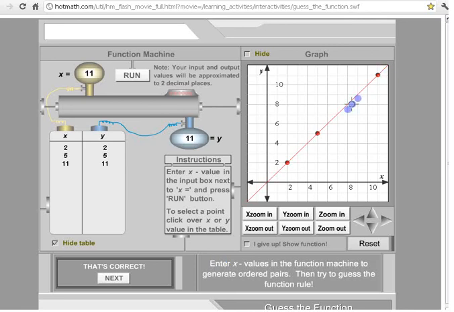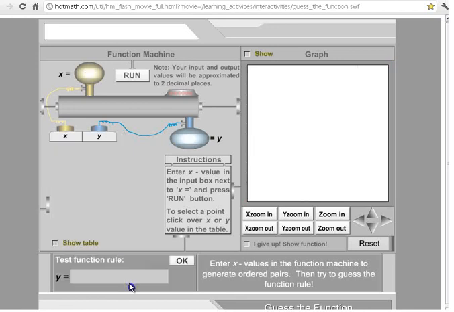Y equals x is this line. This is one that's worth learning. Directly, diagonally up like that. Let's see if they ramp this up at all here. Third one. Here's the third one.